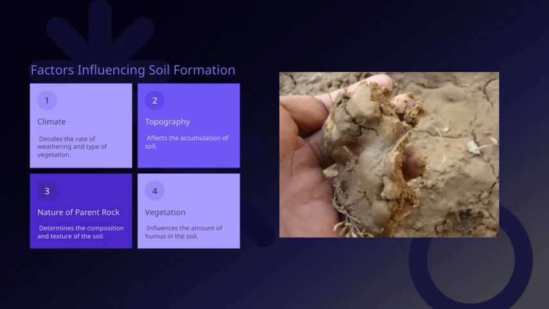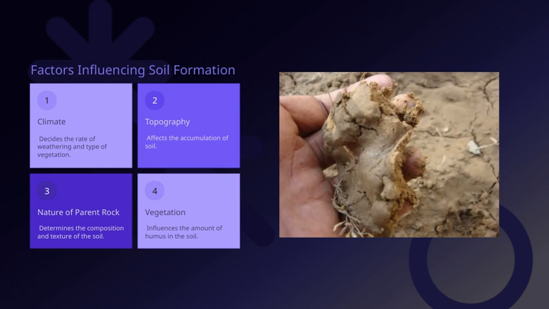First, vegetation plays a crucial role because it affects the amount of humus in the soil. Humus is vital for soil fertility, so more vegetation generally means richer, more fertile soil. Next, the nature of the parent rock determines the soil's composition and texture. Different rocks break down in different ways, affecting the mineral content and grain size of the soil.